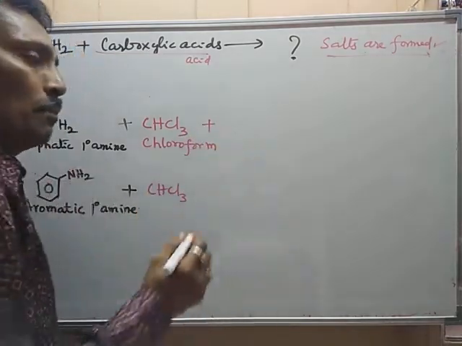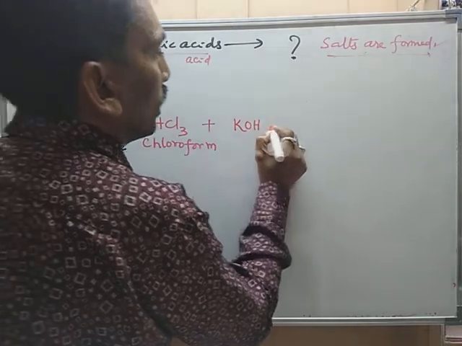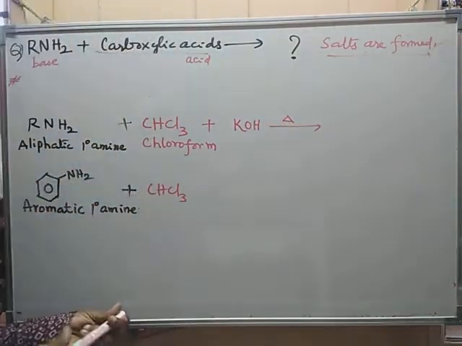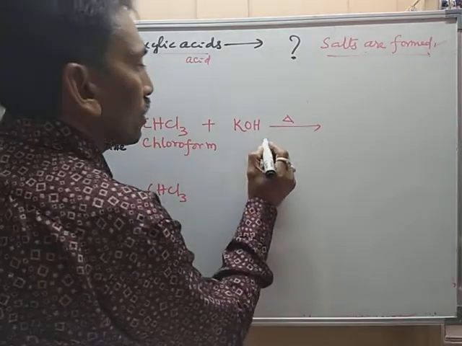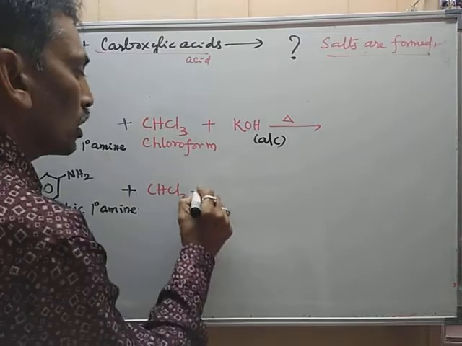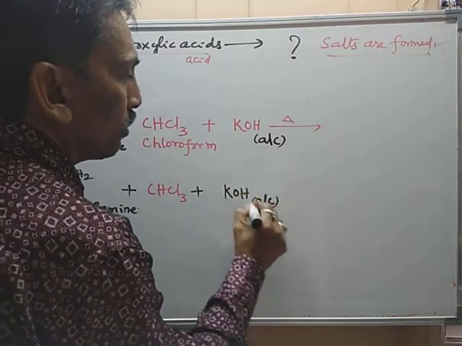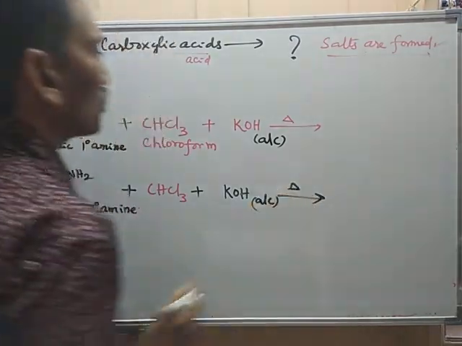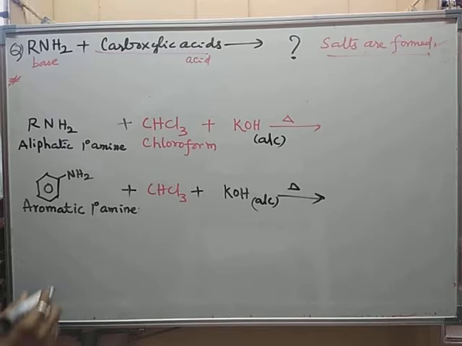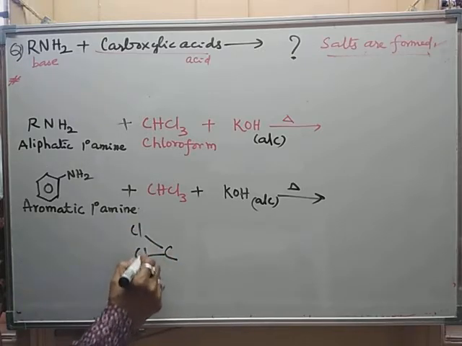Chloroform, trichloromethane, you studied as the IUPAC name. And a base, that is KOH or NaOH. The mixture is heated. This is dissolved in alcohol, generally alcoholic KOH. So here it is KOH, alcohol, and the mixture is heated. First of all, the base acts on chloroform in this way, that is CCl3H.